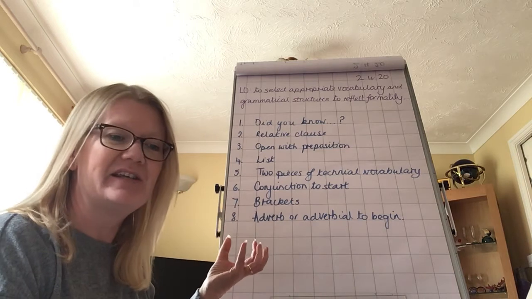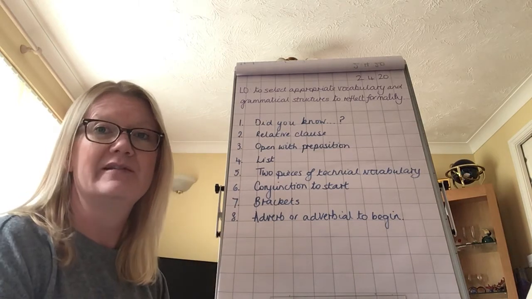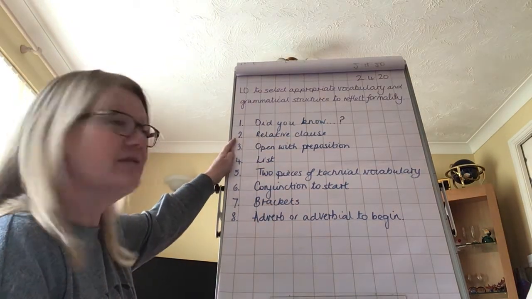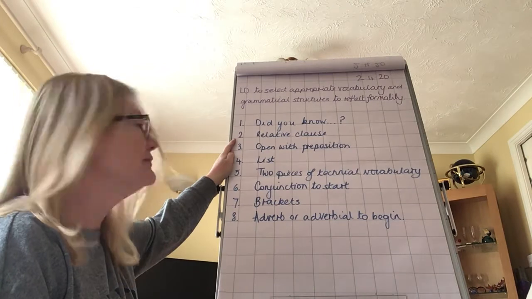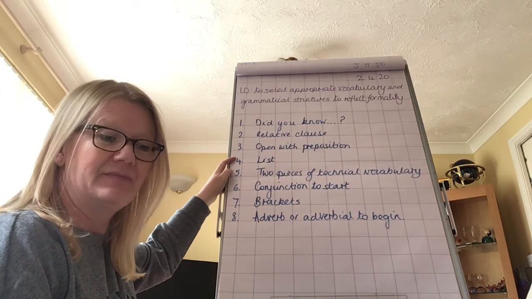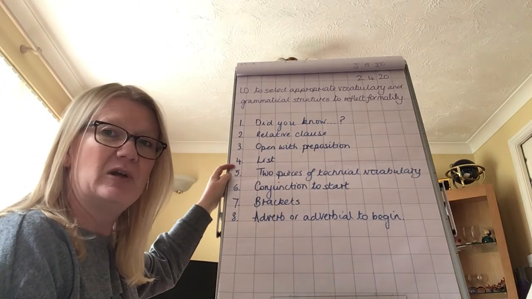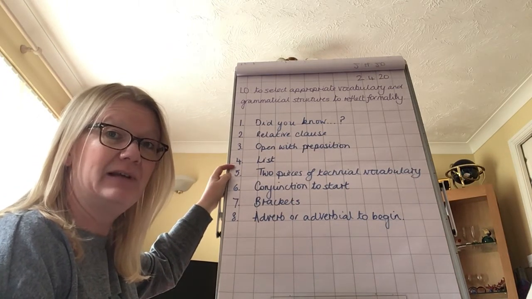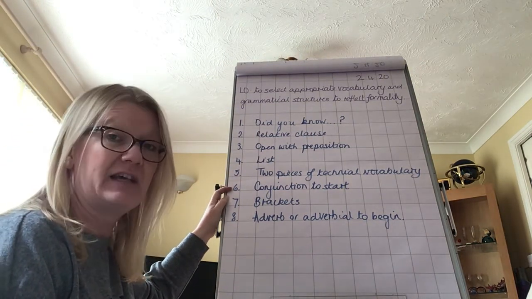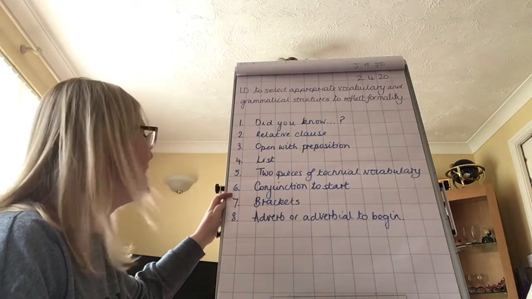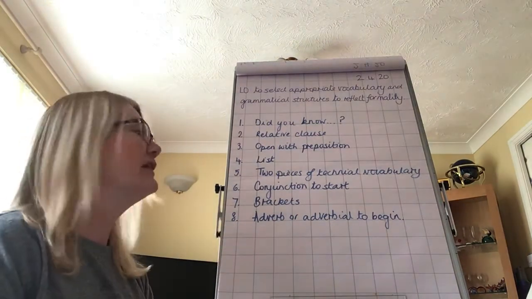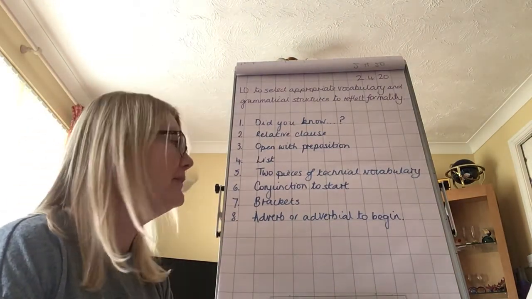Our first sentence is going to be a did you know sentence. The second one's going to include a relative clause. The third one must open with a preposition. The fourth one's got to include a list. The fifth one has to include 2 pieces of technical vocabulary. The sixth one has to have a conjunction to start. The seventh one has to include some brackets. And the 8th one has to have an adverb or an adverbial to begin.